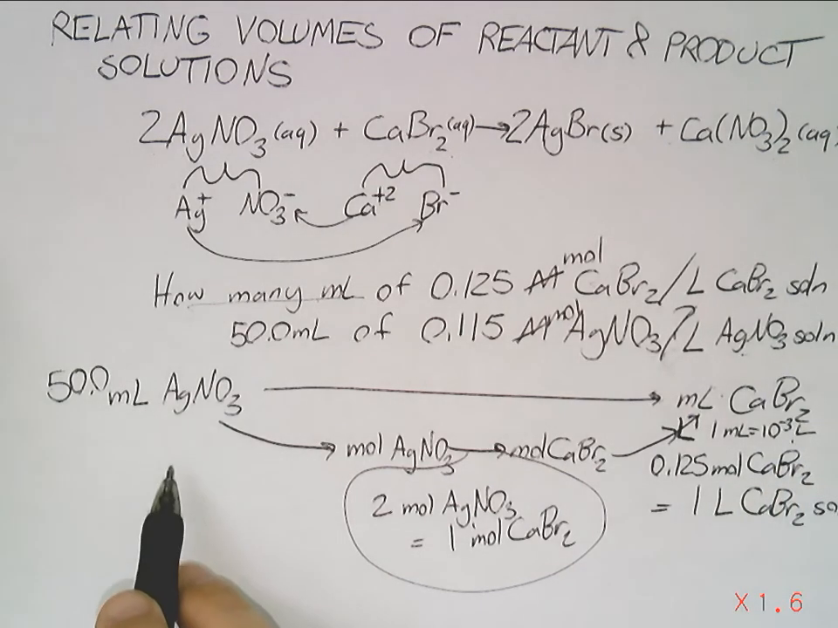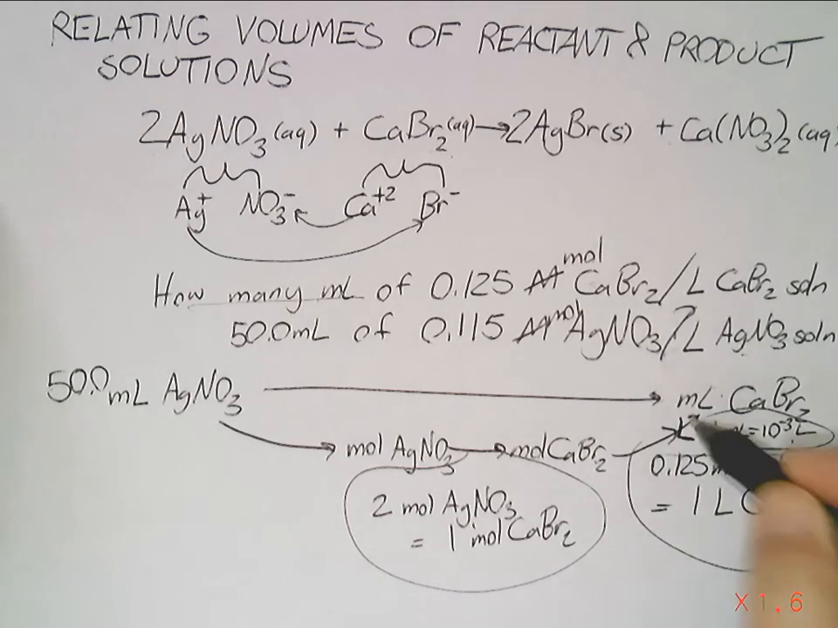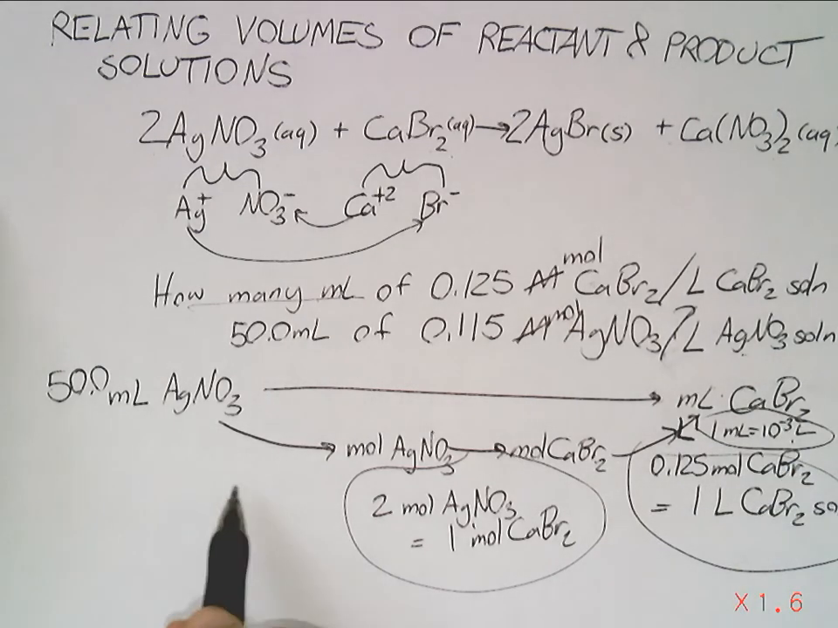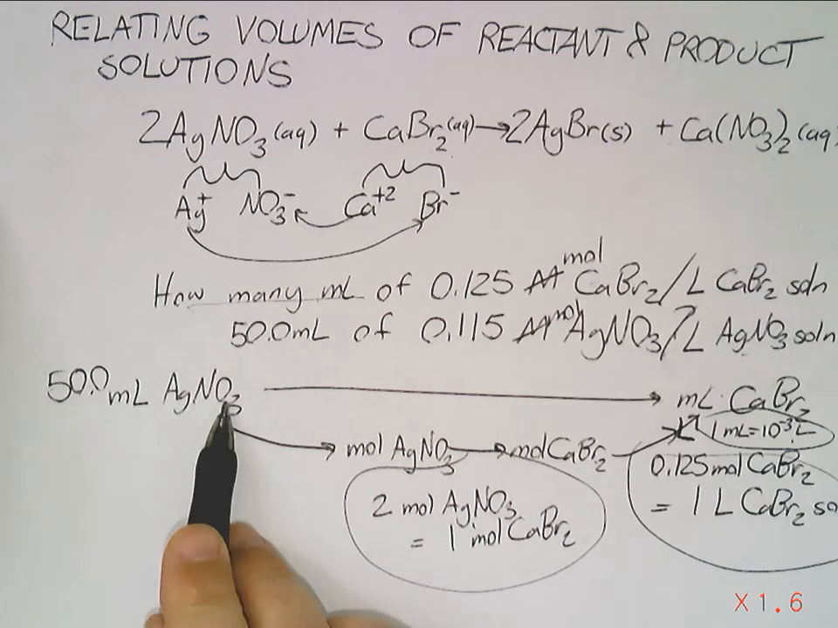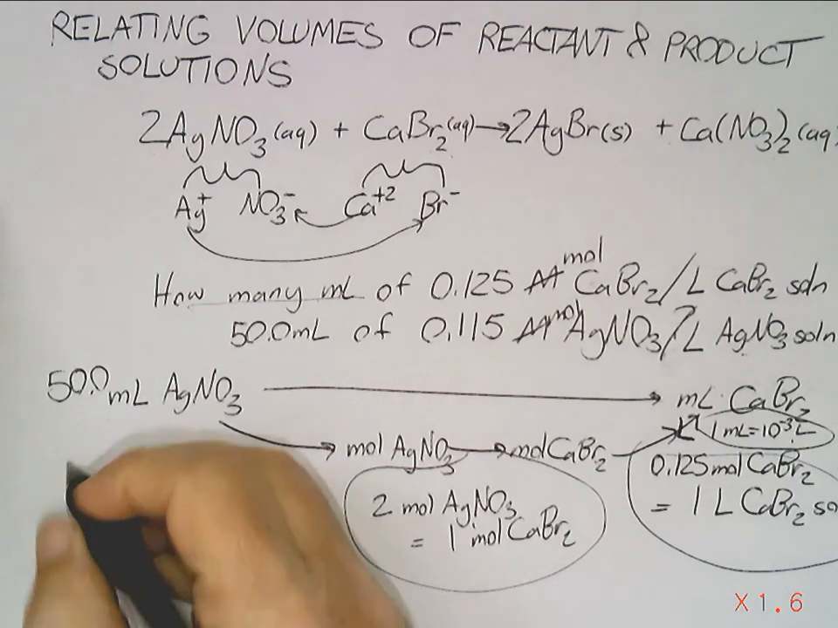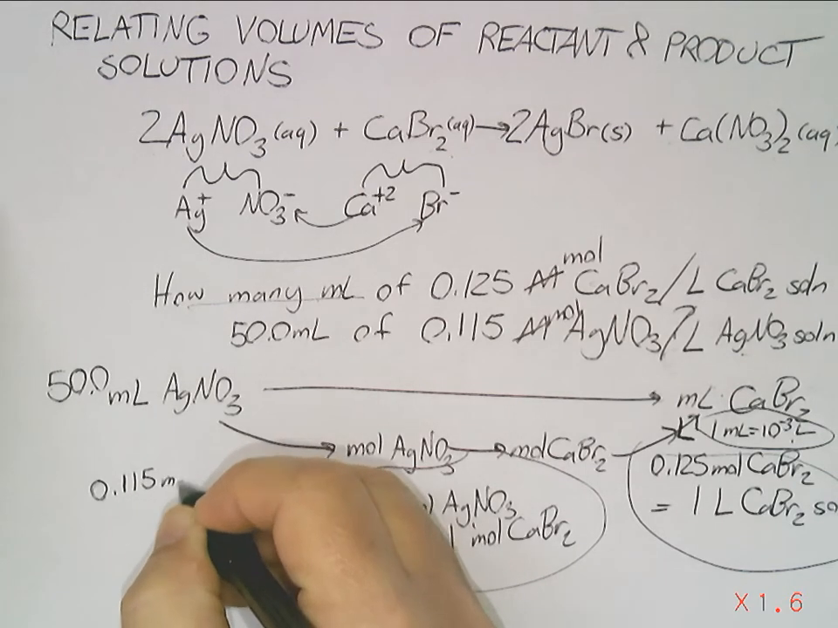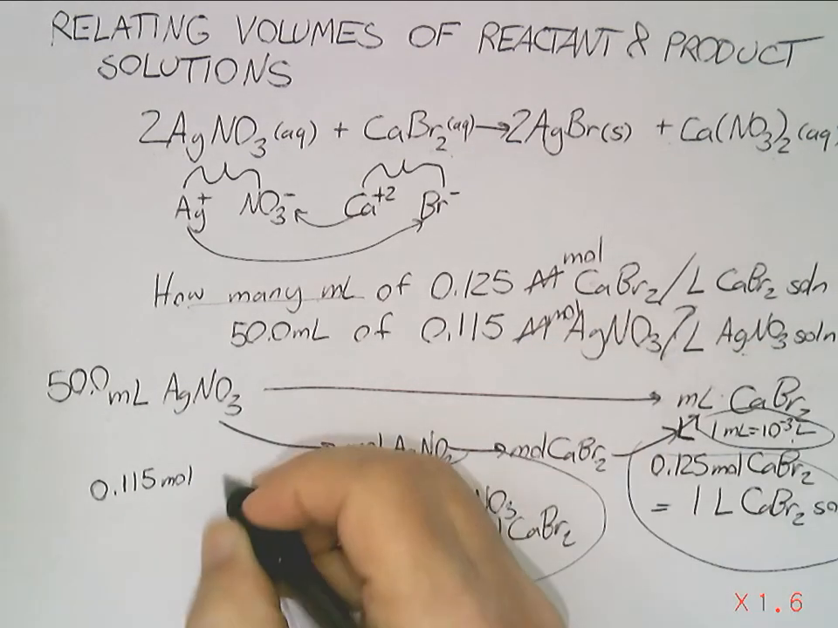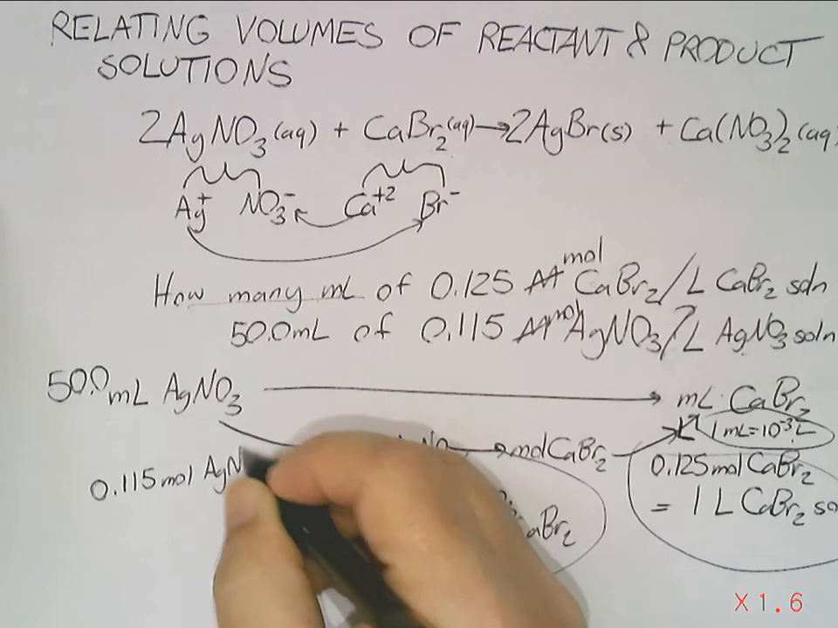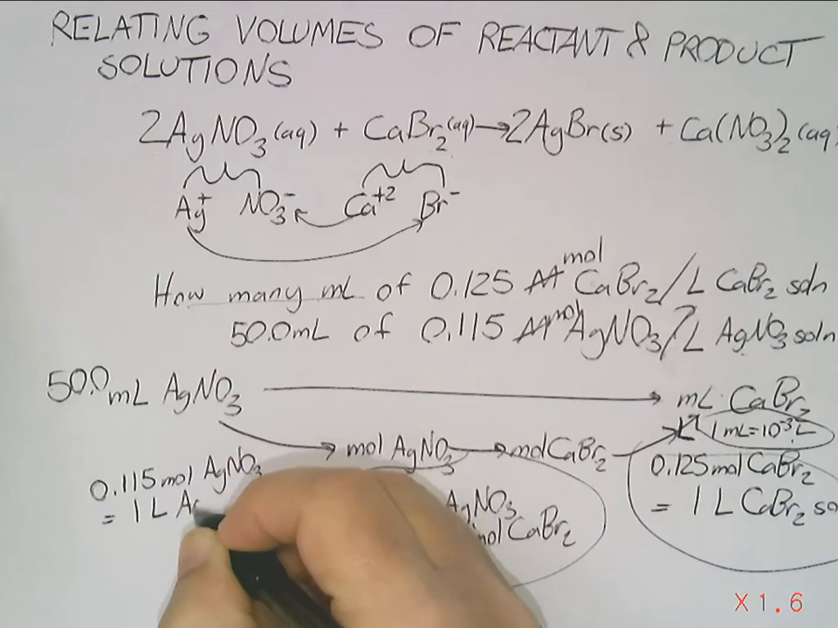Now let's look at this other side here. So we've got this side done. We have all the conversion factors that we need there. If I'm going from a volume of silver nitrate solution to moles of silver nitrate, going from a volume to an amount, I need a molarity there as well. So it's going to be 0.115 moles, I'm getting that from here, of silver nitrate in 1 liter of silver nitrate solution.